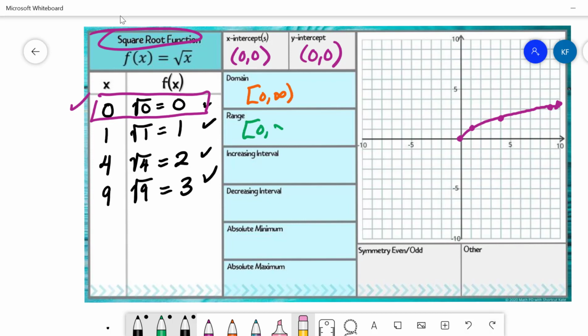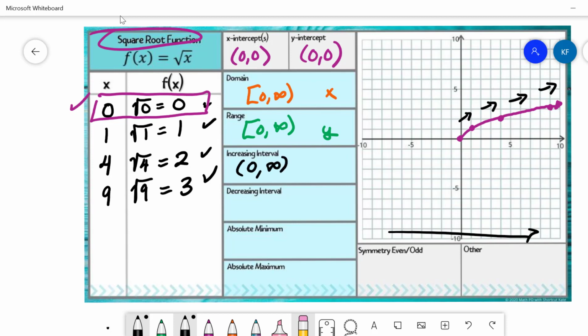So even though they look the same, remember, they are not the same. Okay, now we're going to talk about increasing intervals. So increasing intervals, we're looking at going from left to right. And so this function, which is the square root function, increases from 0 to infinity.